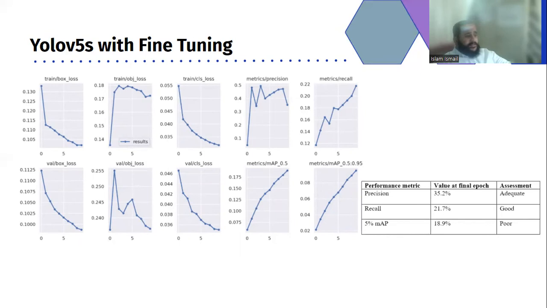However, we can determine that the model performs better than the previous version. Furthermore, it appears here that the 5% mAP and 95% mAP with recall are increasing compared to the YOLOv5S without fine-tuning. As shown here in this table, we have 5% mAP increased from 8.84 to 18.9%, and 95% mAP slightly increased from 3.6 to 9.52%, while recall goes from 13.1 to 21.7%.